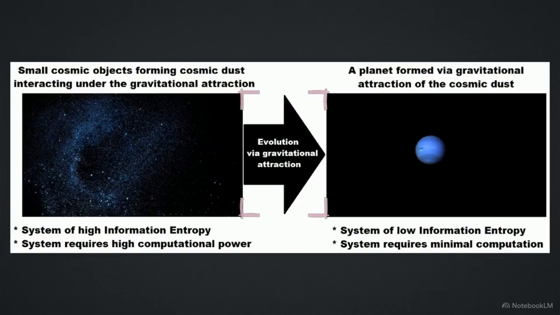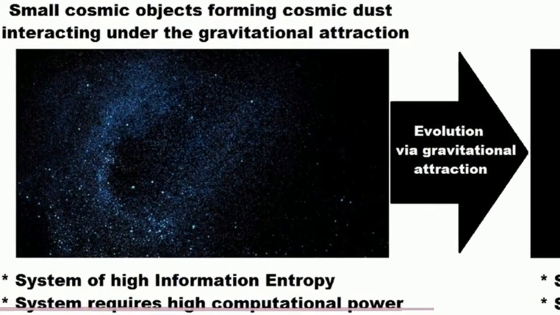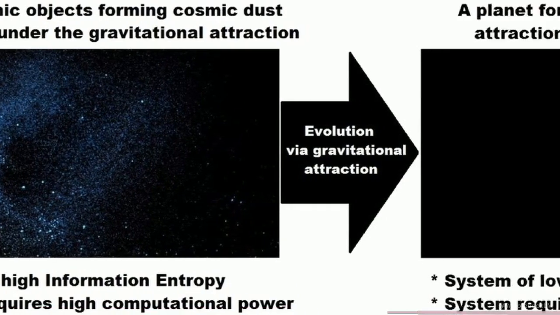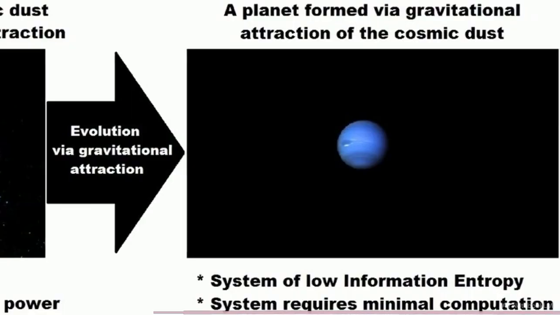This image illustrates how these forces act as optimization mechanisms. On the left, high-entropy cosmic dust is scattered and complex. On the right, it has been compressed into a singular, low-entropy planet. The field organizes matter to minimize its own informational complexity.